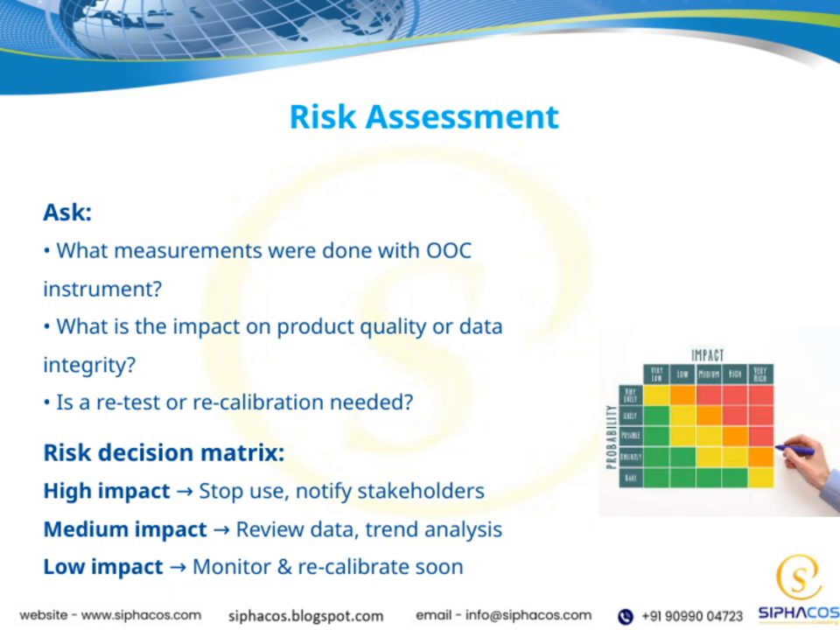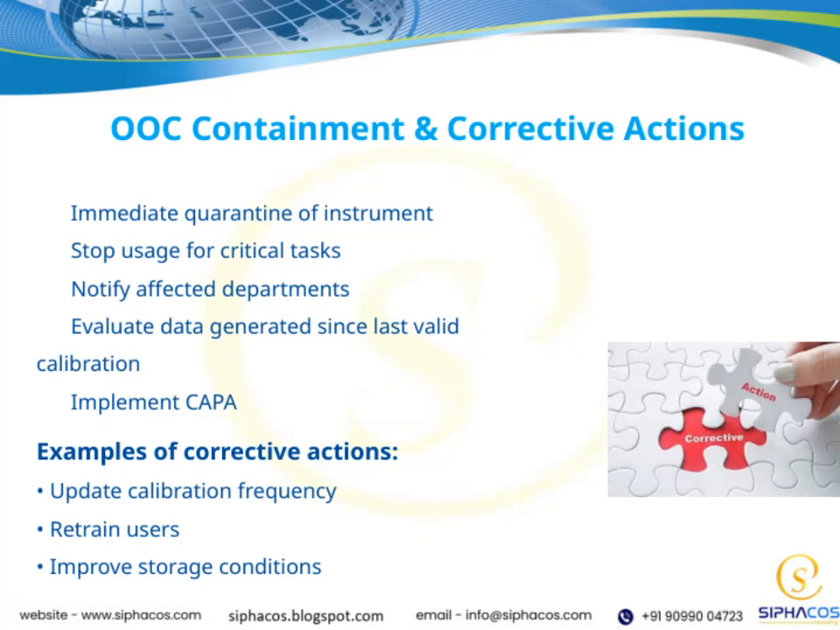When we identify out-of-control conditions, the first step is to immediately quarantine the instrument to prevent any further use. It's crucial to stop using the instrument for any critical tasks until we understand what's happening. We also need to notify all affected departments so everyone is aware and can respond appropriately.